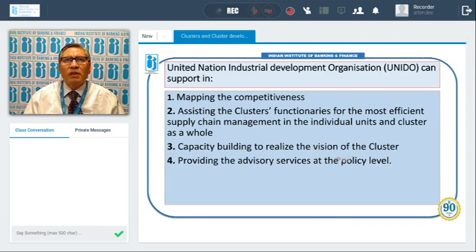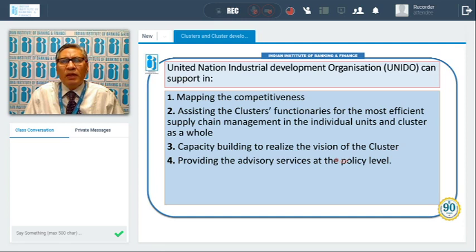Then we will discuss the United Nations Industrial Development Organization. What support are they giving? We have already discussed that UNIDO has the database. Most of the database pertains to 2005. But further, the Ministry of MSME has started conducting studies, and various latest information is also available on their website.